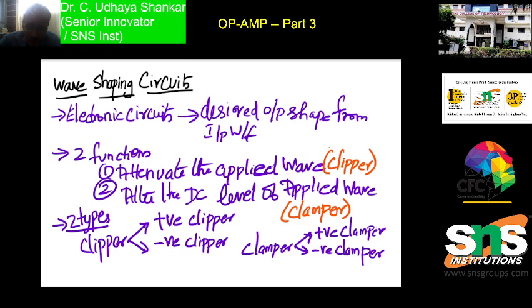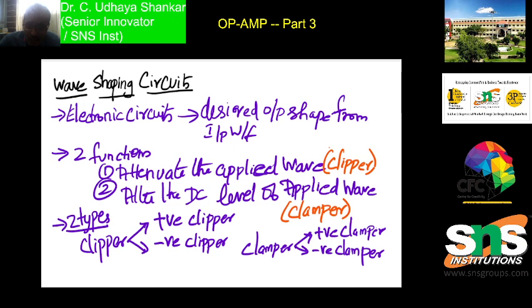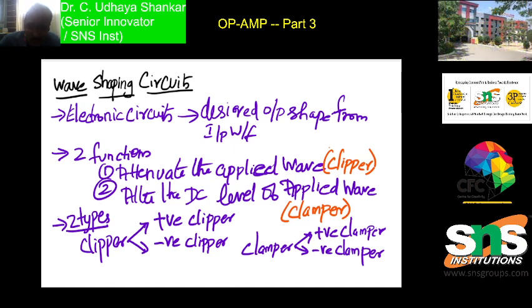In case of clipper, we are just going to attenuate. Attenuate means we can cut the waveform, according to the desired output waveform. The second type is we can alter the DC level of the applied waveform, and that is called clamper. So thus there are two different types.